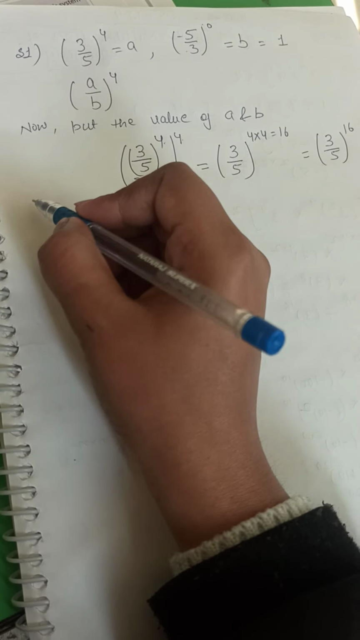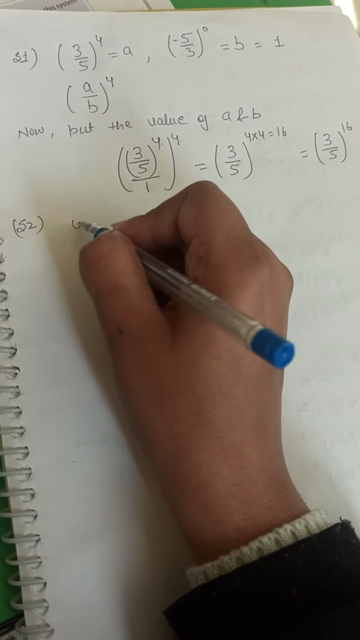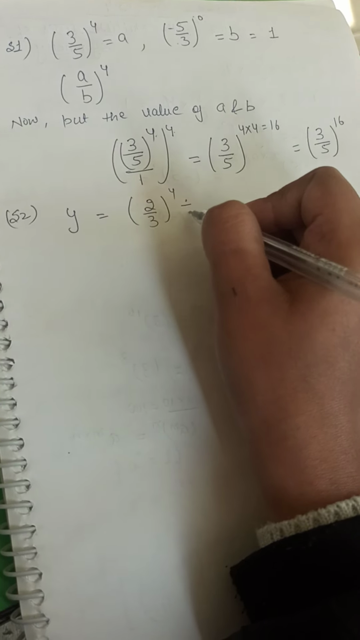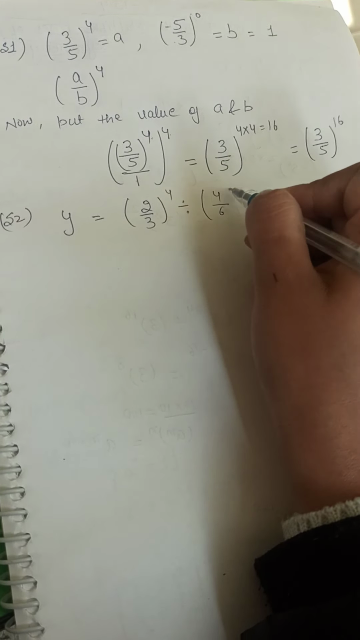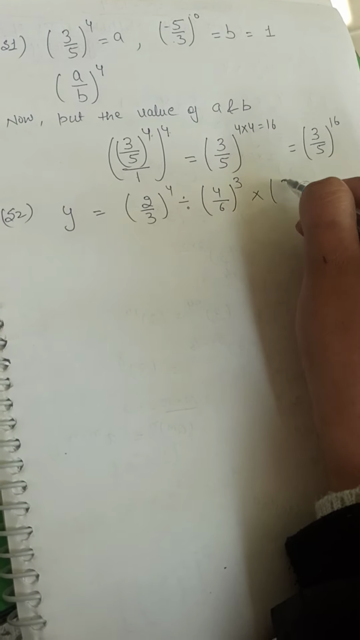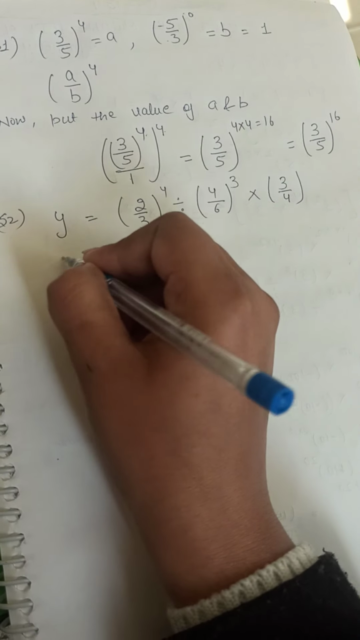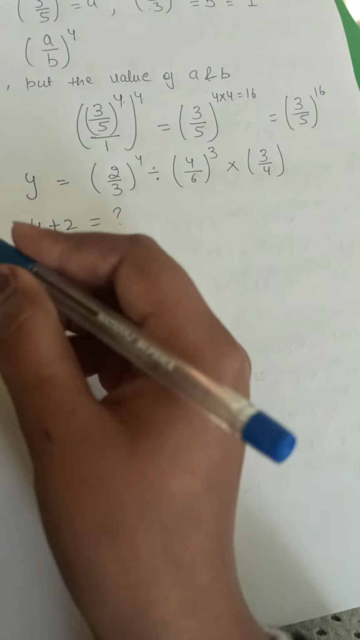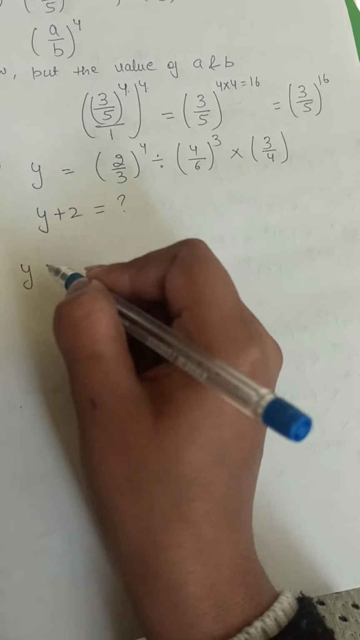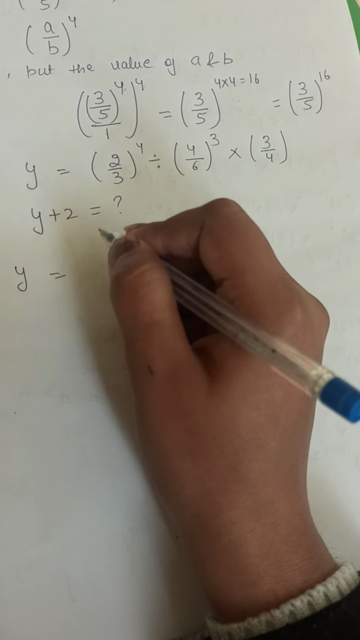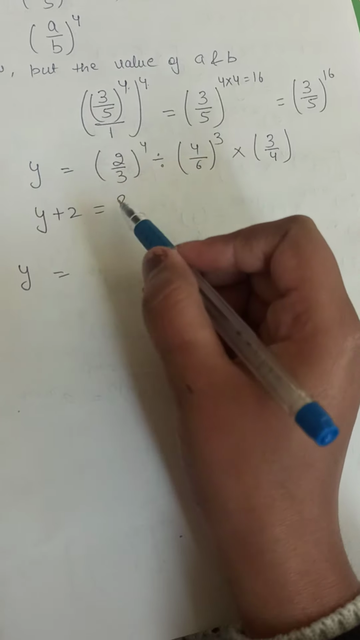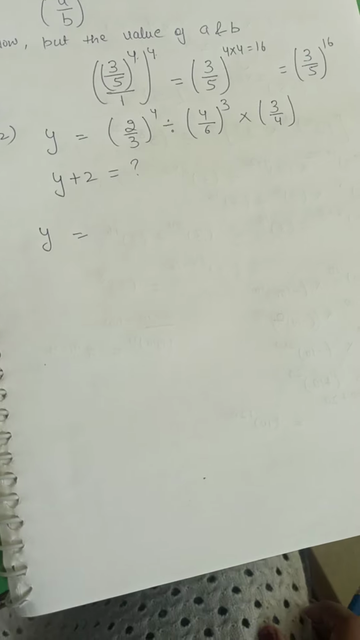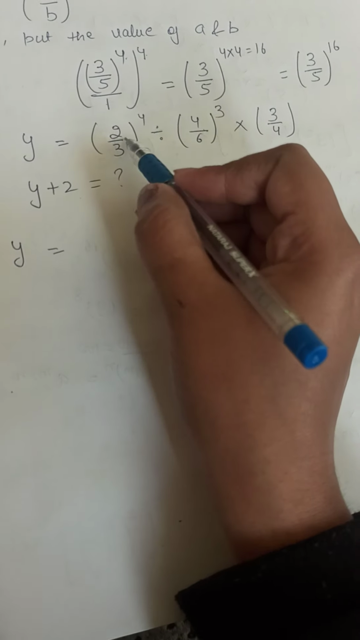Now S2. y is equal to (2/3) to the power 4 divided by (4/6) to the power 3 multiplied by 3/4. And we have to find the value of y plus 2. So firstly we will solve the part of y. We can write it like this. Firstly see, according to BODMAS, what comes first? Division. So we will divide it.